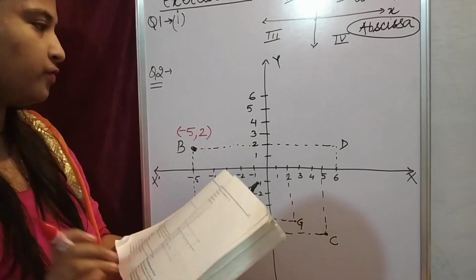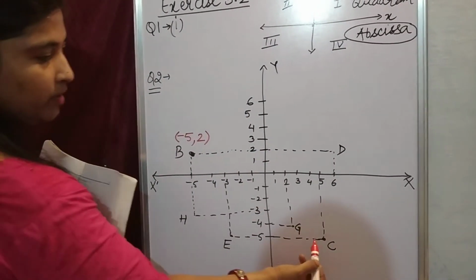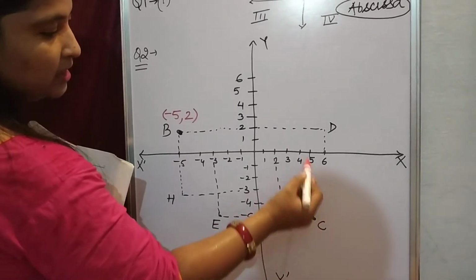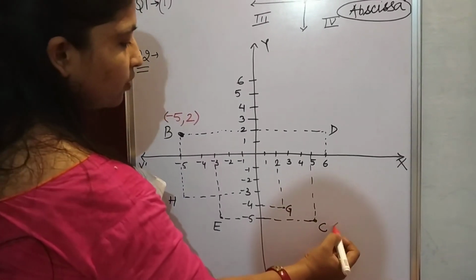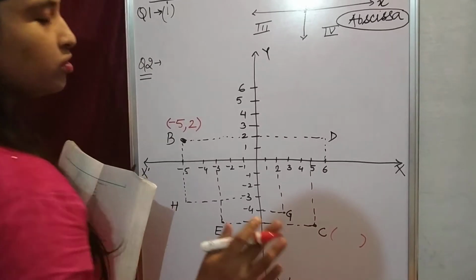Similarly, second part, coordinate of C. I think coordinate of C you can do. Where is C? Can you tell me? In the 4th quadrant. So C's point you will tell yourself, that is your work. Okay, something you also have to do.